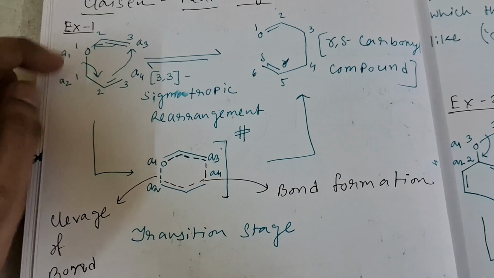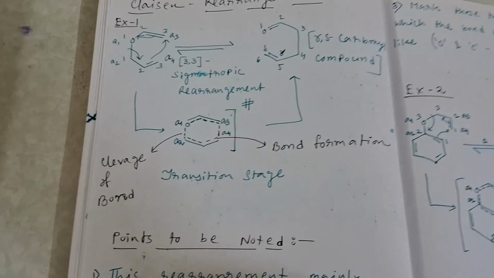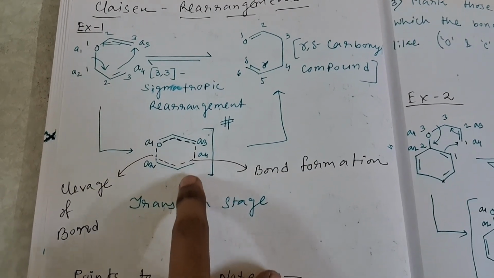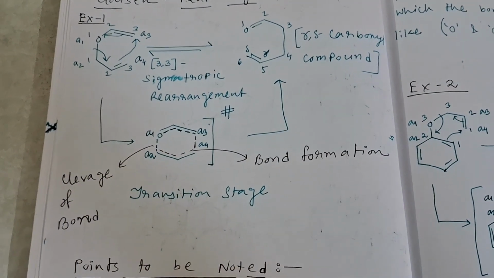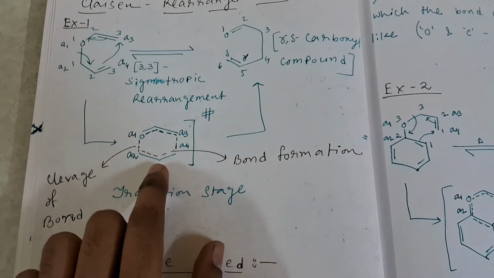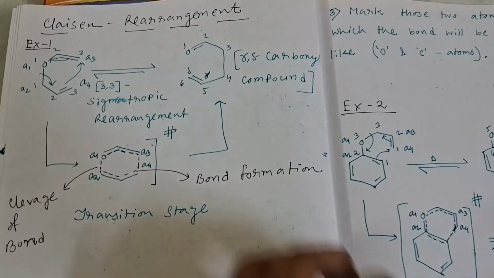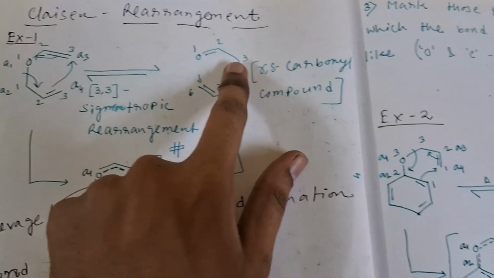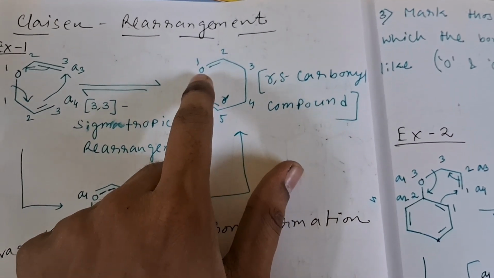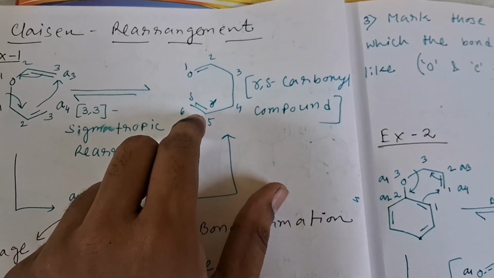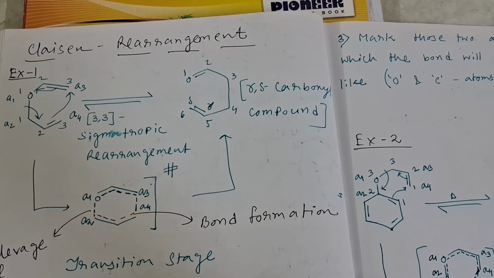Hence I have numbered these two atoms between which the bond will break and formation will take place, and in this way the transition stage is formed, where the black line indicates the bond formation and the green line indicates the cleavage of bond, that is breaking. And from this transition stage we can get this compound, which is a gamma delta carbonyl compound. Gamma delta means this is alpha, you should know this position alpha, this is beta, this is gamma, and this is delta. So with respect to the carbonyl functional group, the pi bond is present between gamma delta position, hence we can name this compound as gamma delta carbonyl compound.